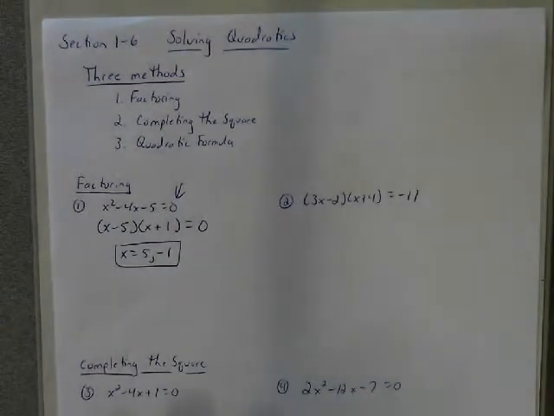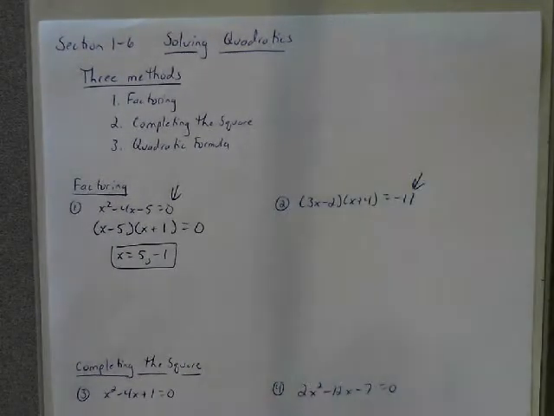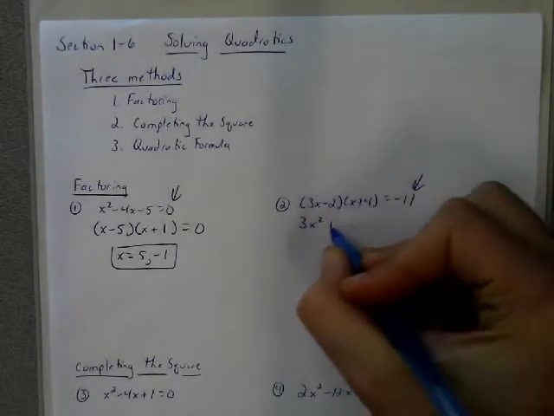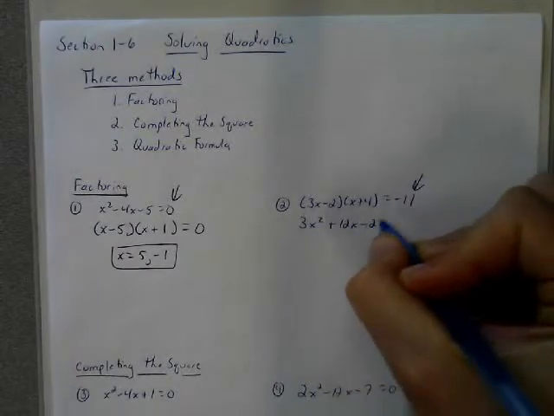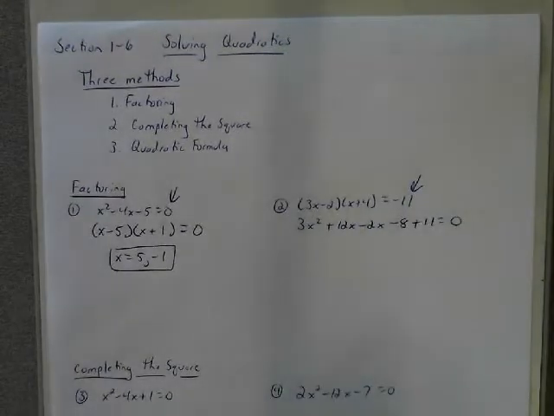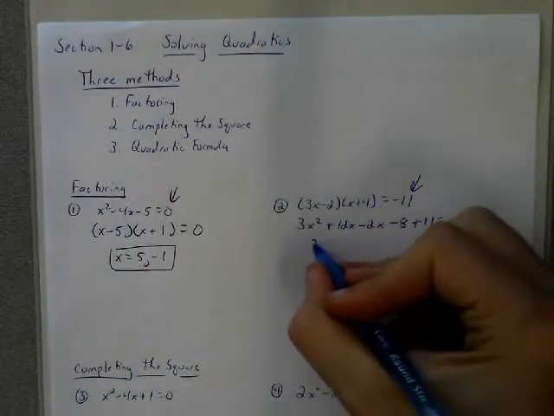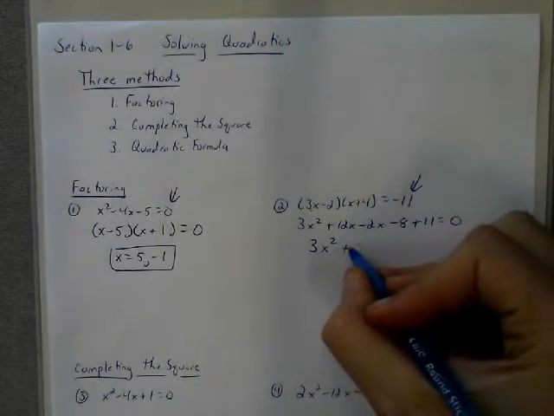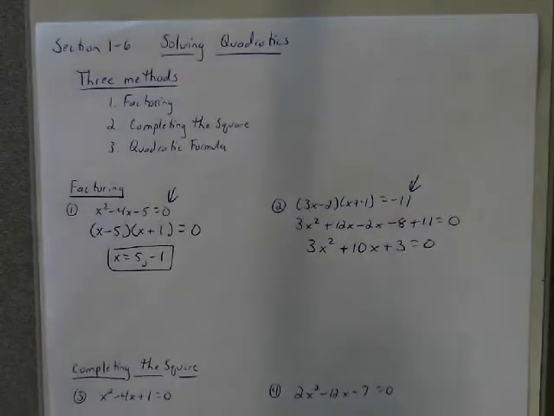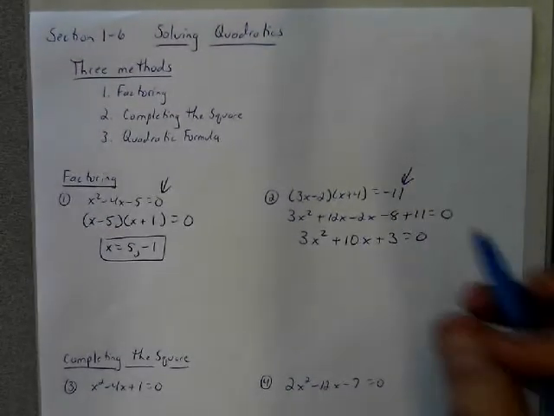On the problem over on the right, it's a little more difficult. This is not equal to 0. Therefore, our only option is to multiply everything out and then try to factor it. 3x times x is 3x squared plus 12x minus 2x minus 8, and I'm going to add the 11 over, so it's equal to 0. Now I can add and group all the like terms, so we have 3x squared plus 10x plus 3 equals 0. So I'm going to factor this trinomial.